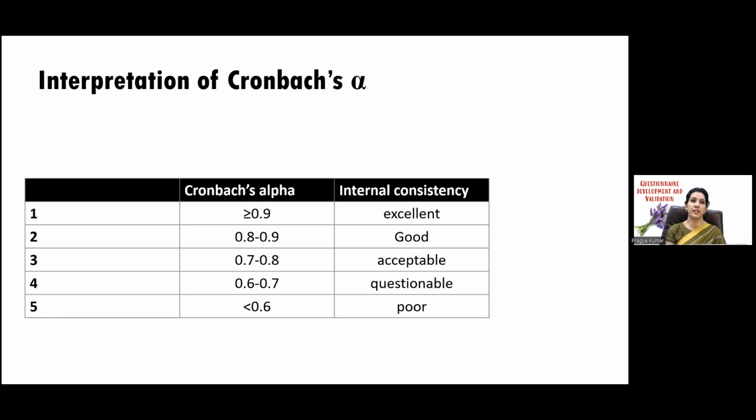Coming to the interpretation of Cronbach alpha: if the value is more than or equal to 0.9, we call it very good, excellent internal consistency. If it is 0.8 to 0.9, we say it is good. If it is 0.7 to 0.8, we say acceptable. So at least it should be more than or equal to 0.7. Less than 0.7 is not acceptable at all.